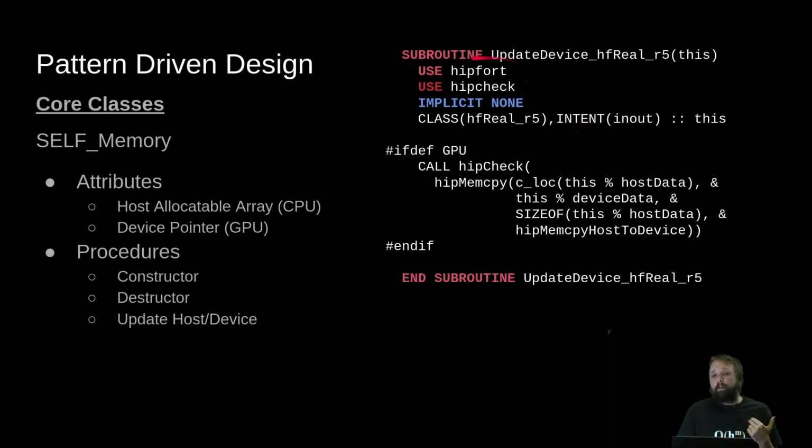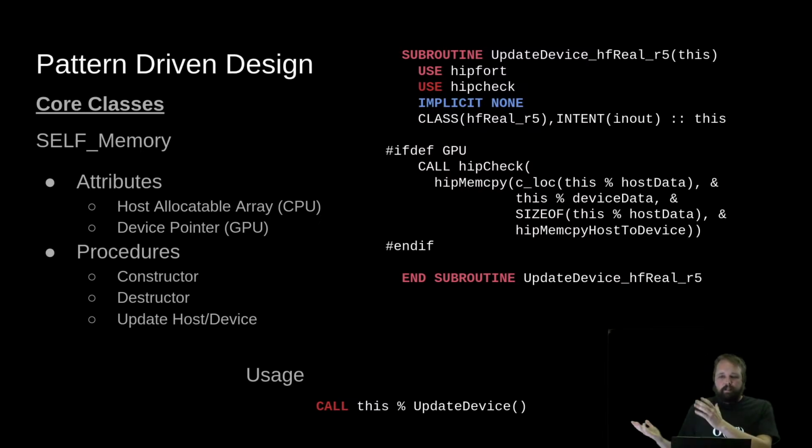The update device routine, essentially what it's going to do underneath the hood, it's going to use the HIPFort module from AMD's ROCm to do one. It's going to call HIPCheck, which is just a wrapper routine that checks the error codes that come out of calls like hipmemcopy, hipmalloc, and those types of things. And it wraps this boilerplate code so that the users in the end, when they want to update the device data or the host data, they really just have to call a simple API, update device.